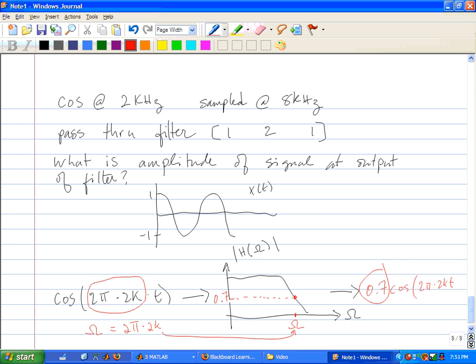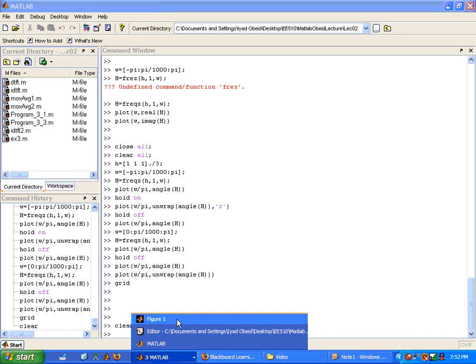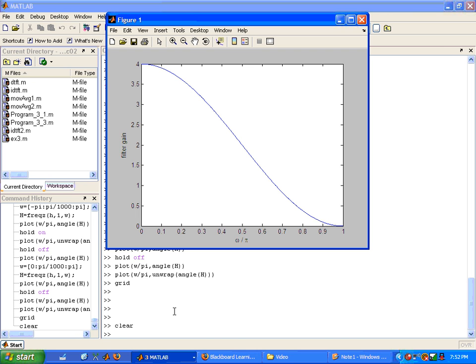Now I want to repeat this process in the digital domain. The only thing that's different now is that I'm sampling my signal, and I'm now passing it through this filter. So clearly what I need to know is, I know my input amplitude is 1. Now I need to know what the amplitude of the filter is at that frequency. Okay, so what frequency are we talking about?